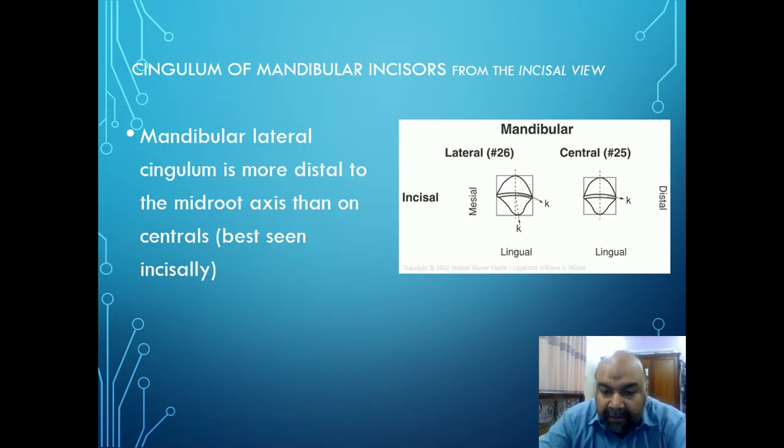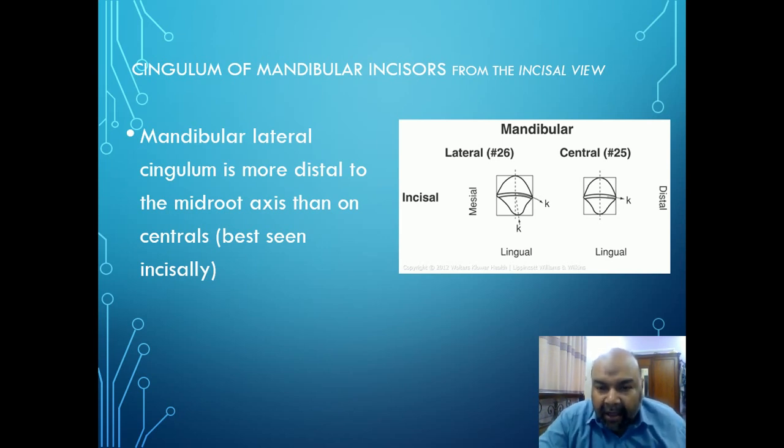Okay, another important feature which can be viewed from the incisal view is the comparison of the cingulum. If you look at the cingulum of the central incisor and the cingulum of the lateral incisor, the cingulum of the central incisor, although it is a little bit distally placed, is slight as compared to the distal placement of the cingulum on the mandibular lateral incisor, and this distal placement is said to be distal in comparison to the mid-root axis.